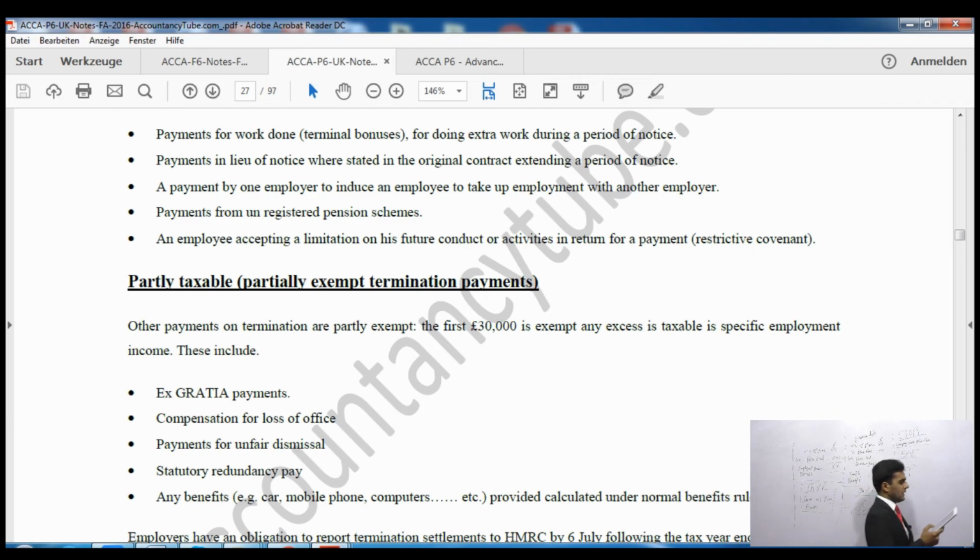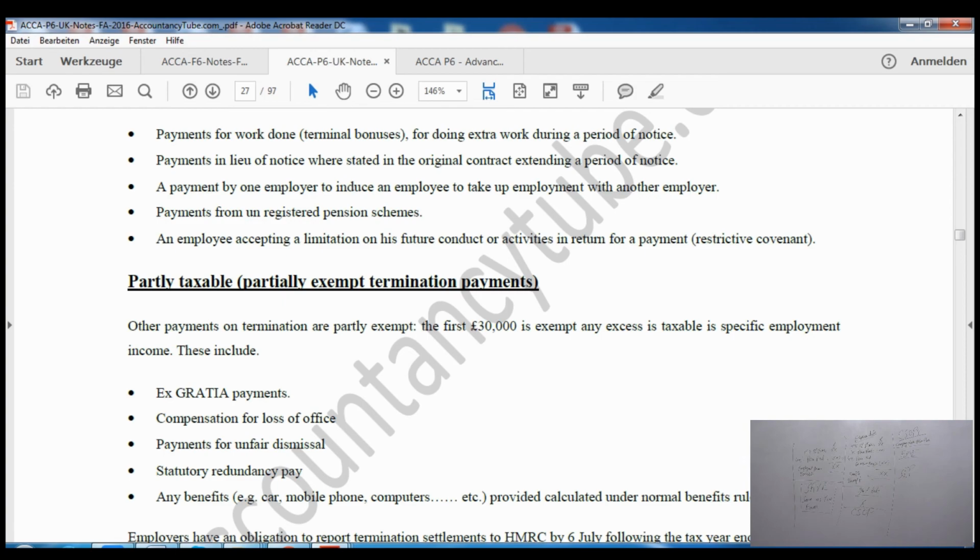All right, next one is partly taxable. Now, partly taxable simply means that the first £30,000 of this amount will be exempt, and on top of that will be taxable. Now, what are those payments? First one is ex gratia payment.